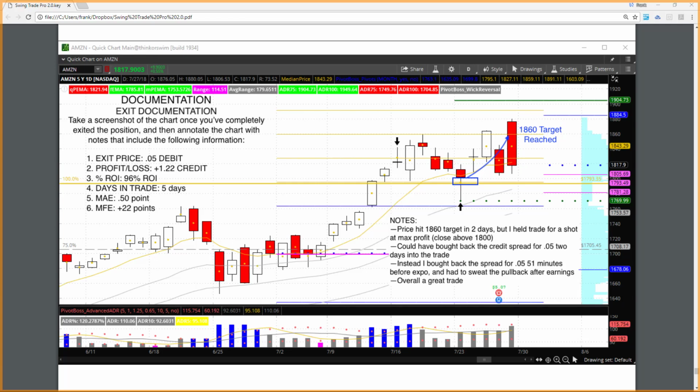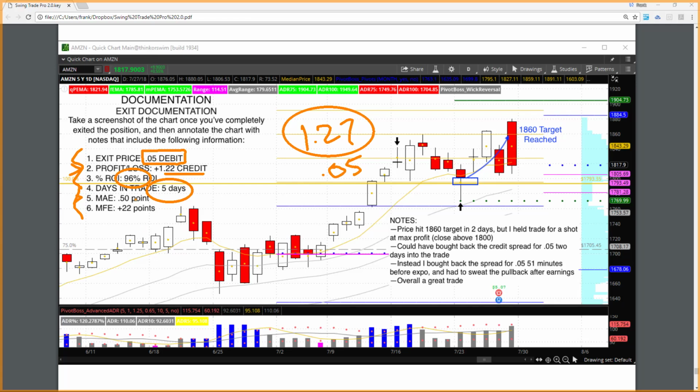Number 1, we want to document the exit price. I ended up buying back the put credit spread for a nickel. So again, I basically sold the put credit spread for $1.27, and then I bought it back for a nickel. That was essentially what happened in the trade. Now, profit loss, I gained $1.22 credit. The ROI was I made 96% of that allowable trade. And then the days in trade was 5.